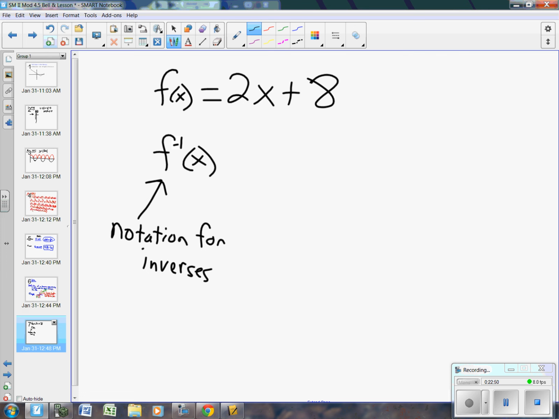I want everybody to say it. I'm going to say it and then you say it. F inverse of x. One more time. F inverse of x. So when you say it, that's how I want you to say it. Just get in the habit of saying it that way. F inverse of x. Okay, how do you find the inverse? Everybody write that question down in your notes.